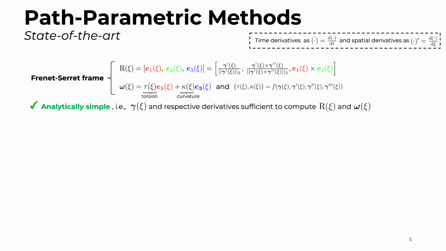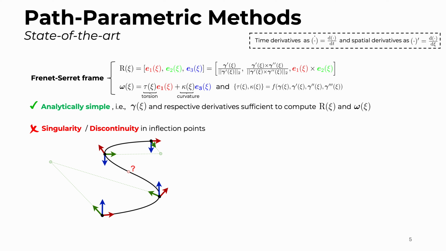This is the main benefit of the Fresnel frame and explains why it has become so popular among the controls, robotics, and space community. However, this analytical simplicity does come with its own disadvantages. First of all, it shows a singularity or a discontinuity when the curvature vanishes, or in other words, when the path becomes a straight line. And this is clearly depicted by the figure shown at the bottom of the slide.